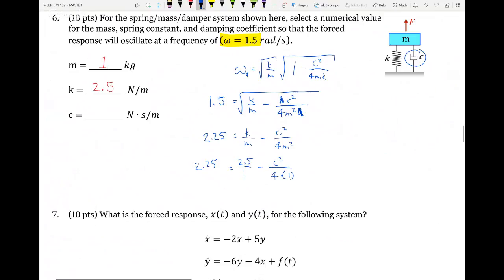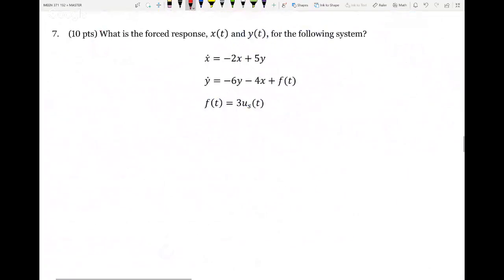We can solve this for c, and we would see that if c were 1, then that would be 2.5 minus 1/4, and yes, that would give us 2.25. So this system would oscillate at this frequency. Now, there's a whole bunch of different combinations that you can do right here. When I was grading these, I developed a little Excel code, and I just typed in your numbers to see if it was right or not. That's the way that I did that.